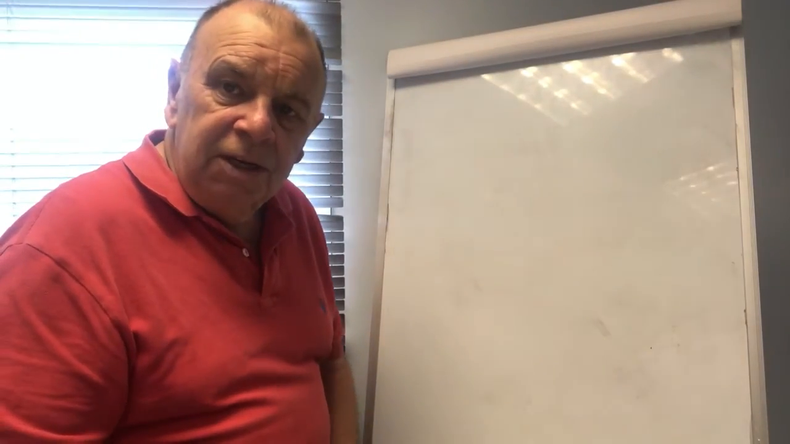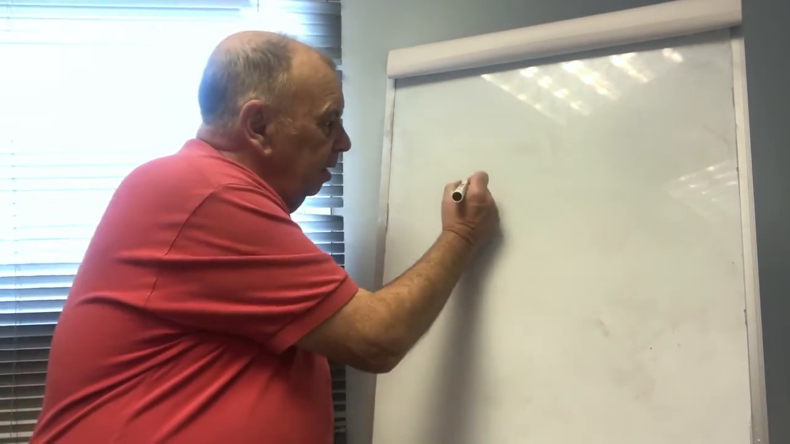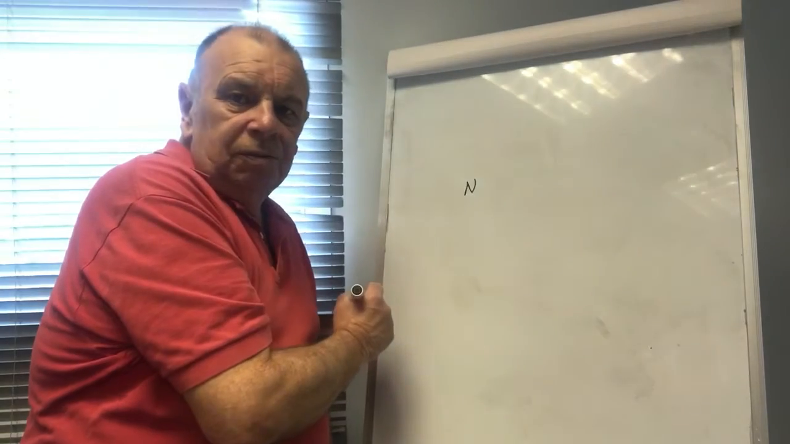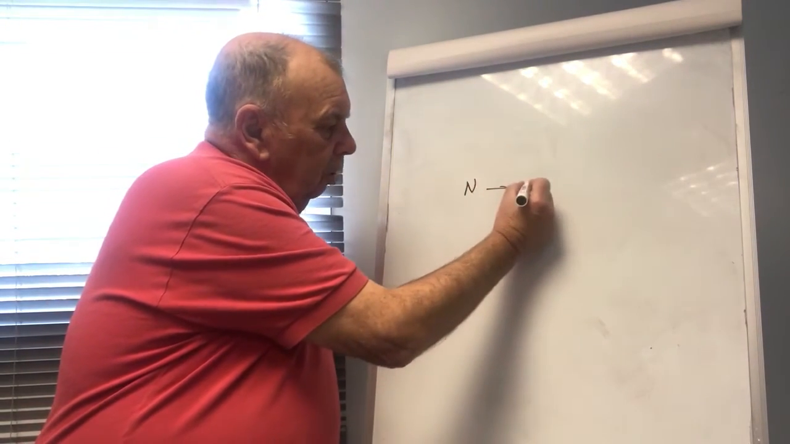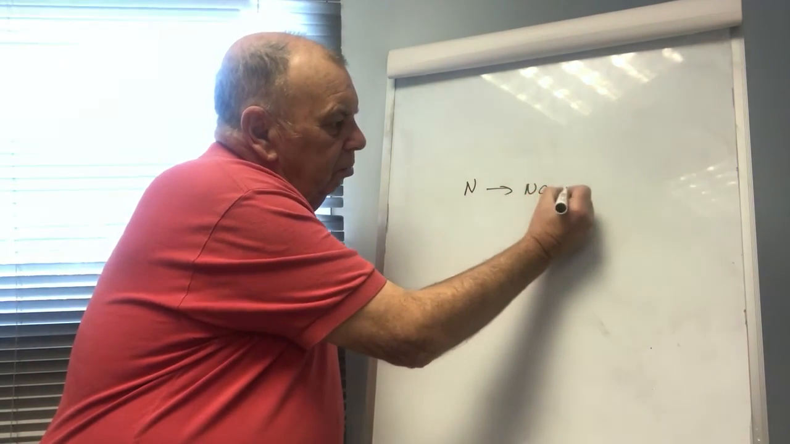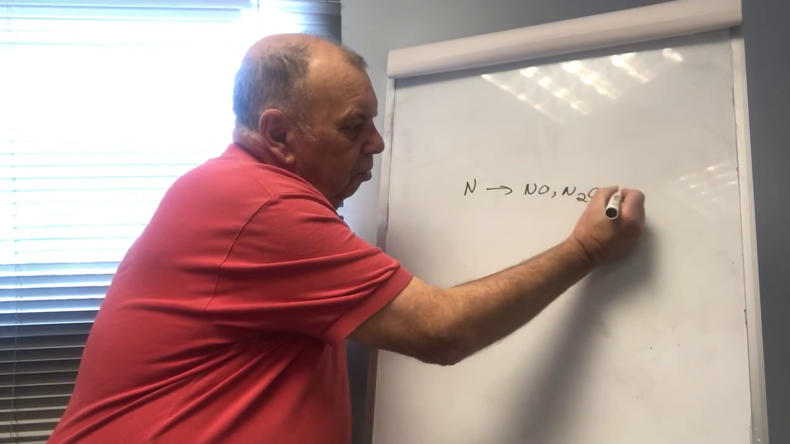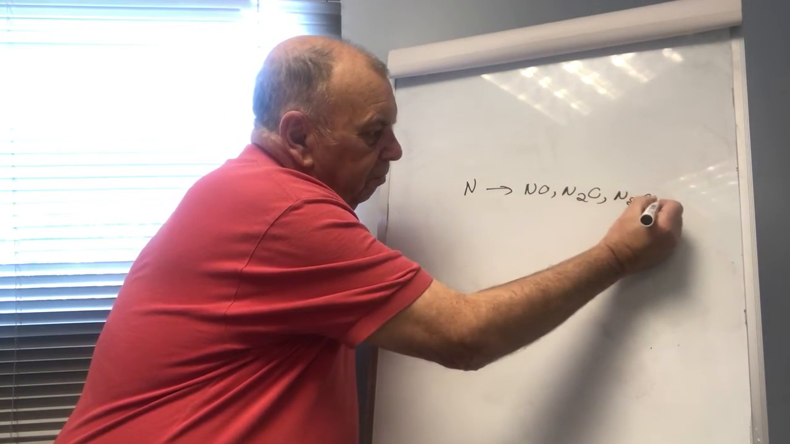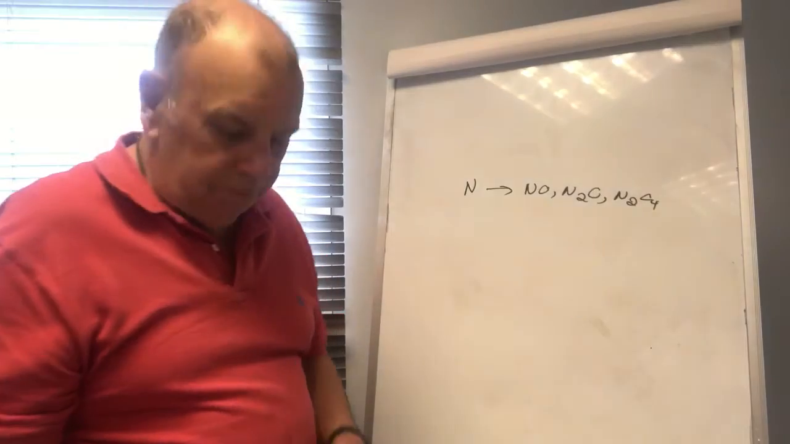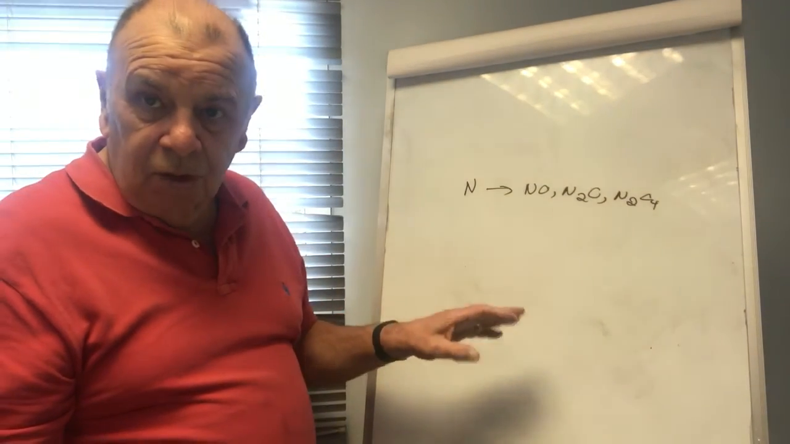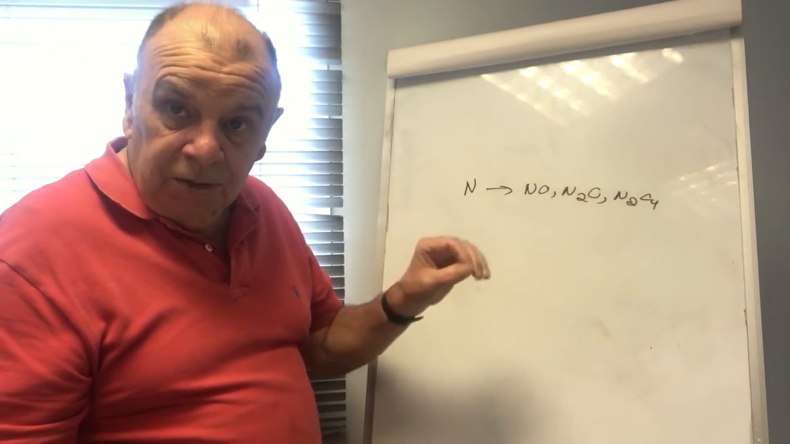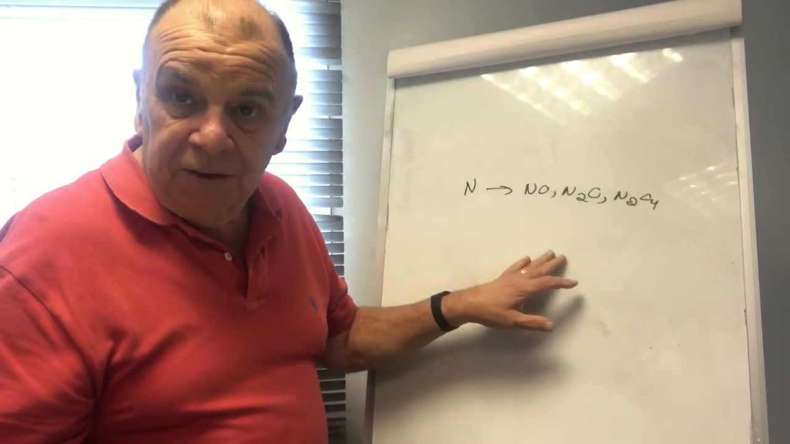Let's look at the nitrogen. Nitrogen, I've said, forms oxides, NO, N2O, N2O4, and there are several more nitrogen oxides which pollute the atmosphere. These are bad for your health.